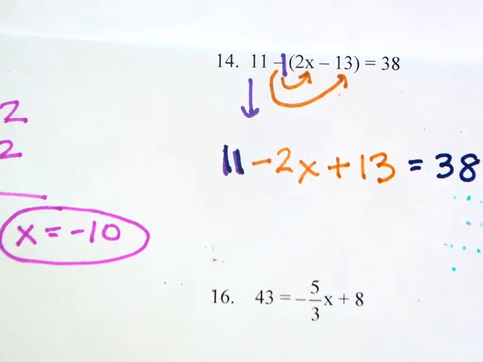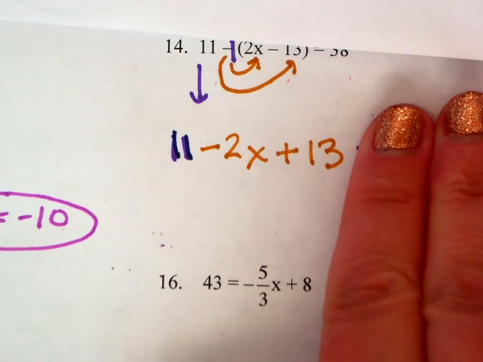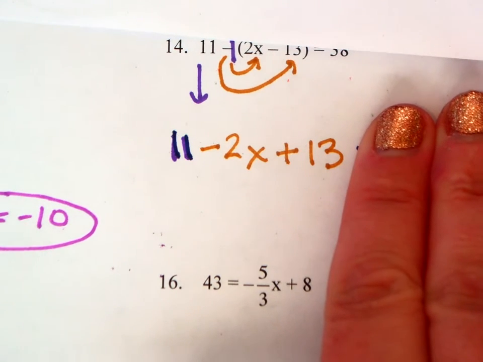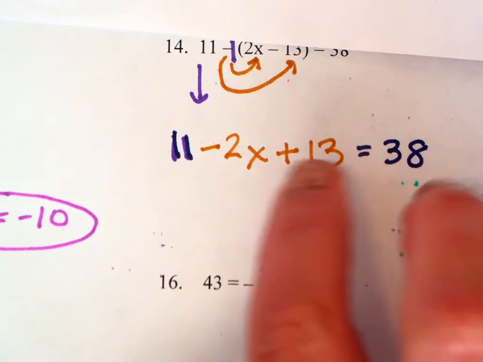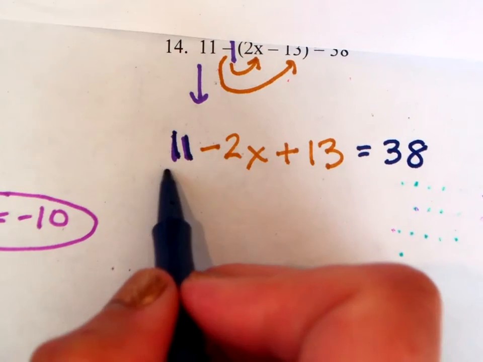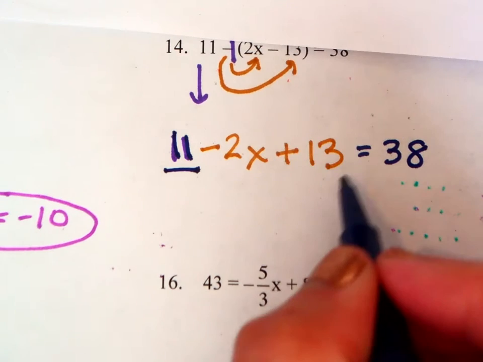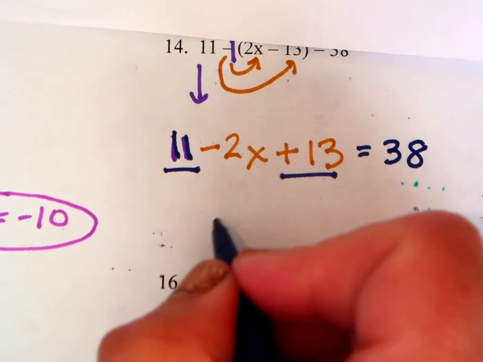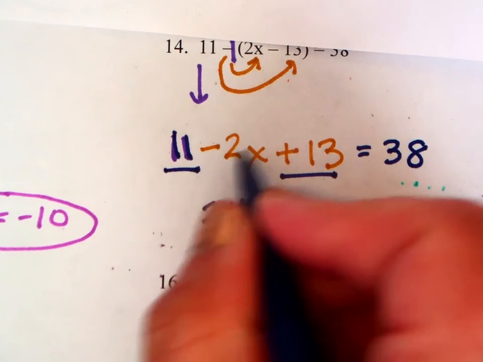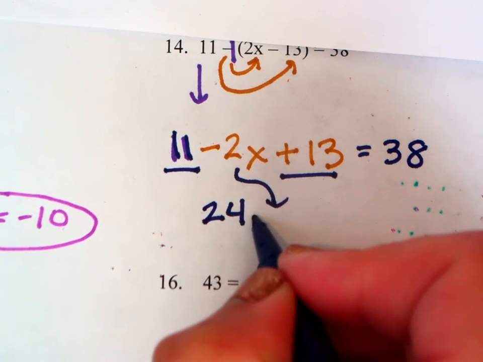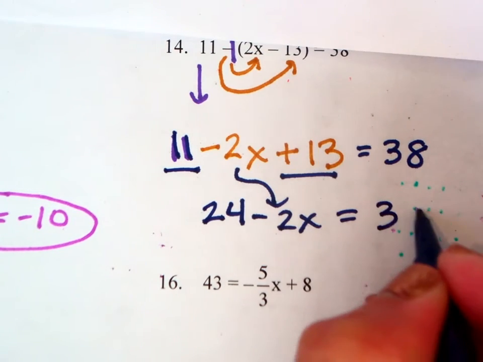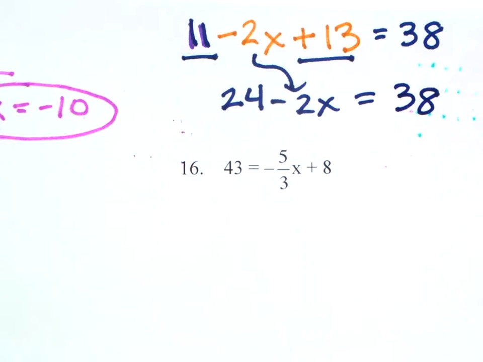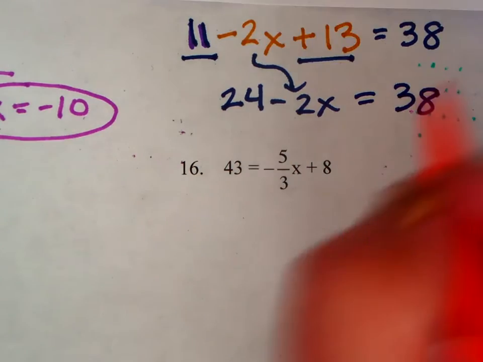All right, so now on this side of the equation, I can combine a couple of things. So the 11 and the 13, but not the negative 2x. This is a positive 11, because there's nothing in front of it, and there's a plus 13. So they're both positive. 11 plus 13 is 24. And then don't forget to bring down the minus 2x. Okay, so 24 minus 2x equals 38. Now I can begin solving because I've done all the simplifying I can on that left-hand side.